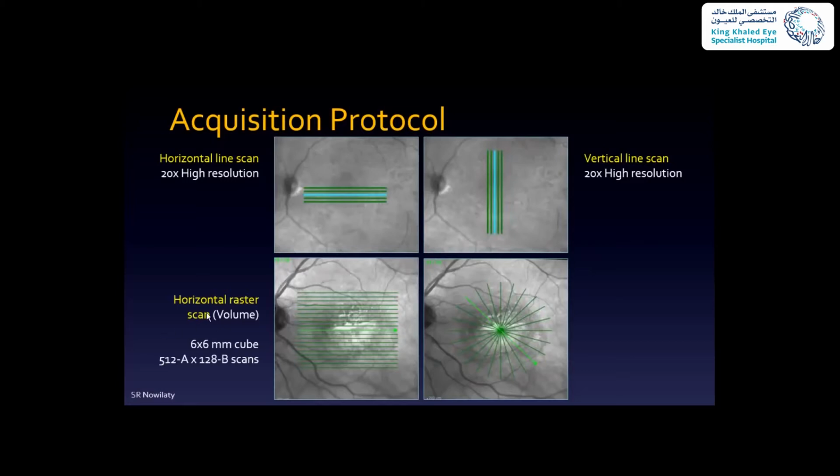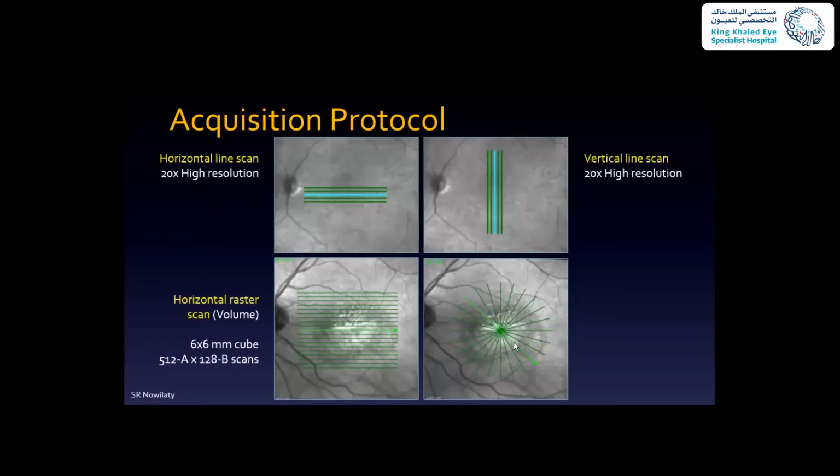Then we do what we call the raster scan. Here I'm showing you a picture of a horizontal raster scan, but you can also do a vertical raster scan, or what we call a volume scan. In this case, the patient fixates, and the machine takes several takes, but usually one take per line. So it's not very high resolution. It scans the macula in a 6 by 6 millimeter square, to take these lines and basically compute averages to measure thickness and volume. Okay, that's a horizontal scan.